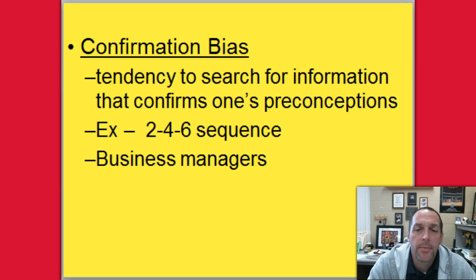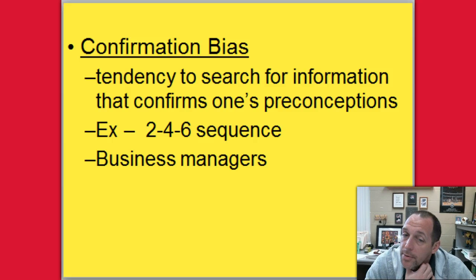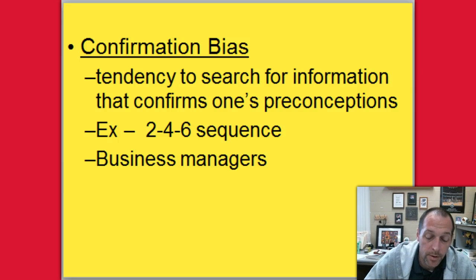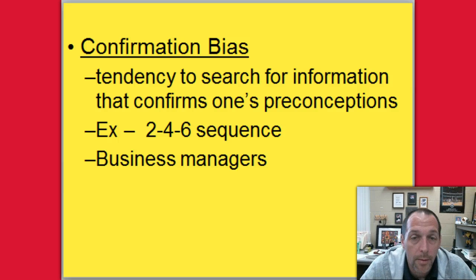All right, now we're on confirmation bias. It's a tendency to search for information that confirms one's preconceptions, okay? We don't tend to look for information that would disconfirm our preconceptions. It's just not how we're hardwired. So the example here is the 246 sequence that's in the book, and this was an experiment proposed by a guy named Wason. Wason gave students the 3-number sequence 246 and asked them to guess the rule he had used to devise the series. Okay.